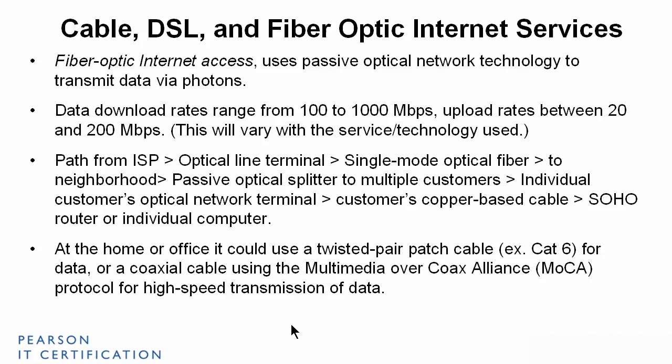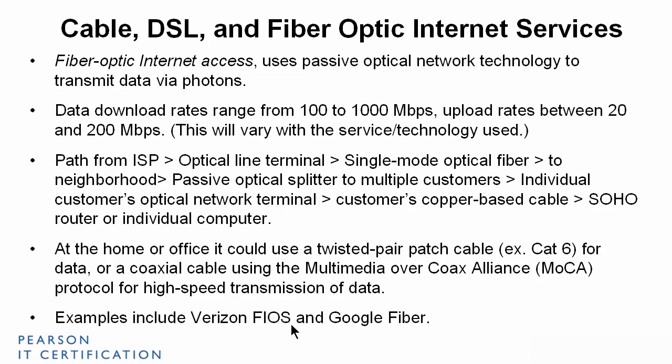But either way, at that network interface device, that optical network terminal, that's where it changes over. You've got the fiber connection coming in, and then your copper run to your SOHO router or what have you. And that optical network terminal will either be inside your basement, or they might attach it to the side of your house, or in the office, it'll be in the server room or in the wiring closet. And typical examples include Verizon Fios and also Google Fiber.